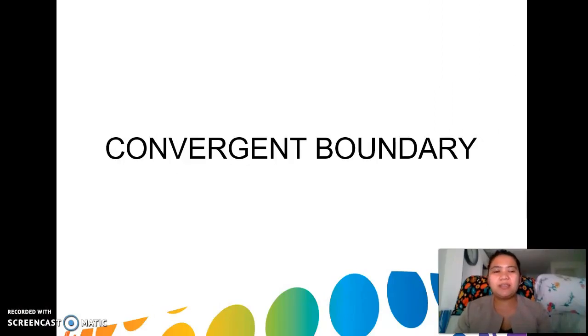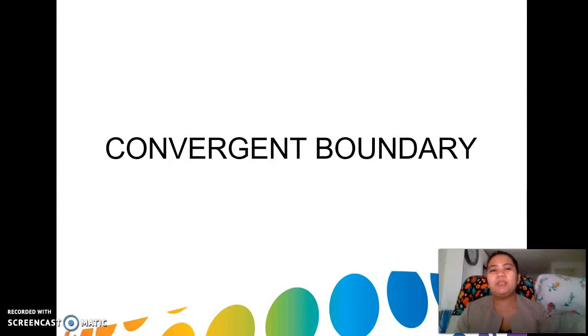As promised, the next topic will focus more on the different types of boundaries. So today we will begin discussing the different types of plate boundaries, their effect on the Earth's surface, and the different landforms formed on each plate boundary.